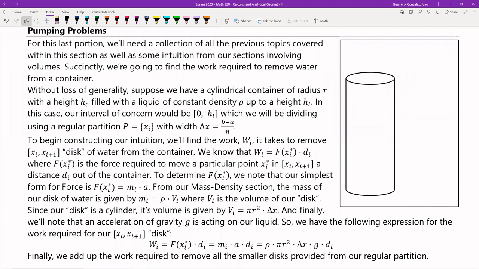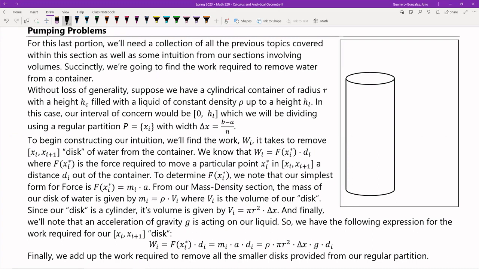This is just another construction of the same thing. Okay, so let's get started. Suppose we have a certain type of tank, and it's full of a specific type of liquid, and we want to pump this liquid out of the tank.